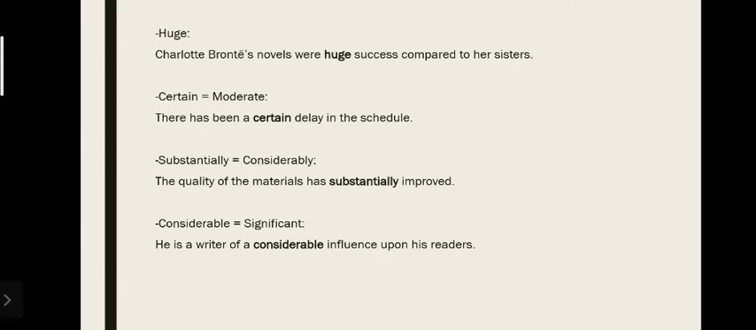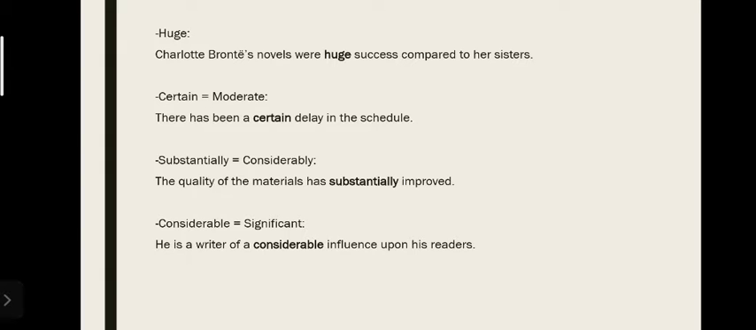Substantially here means to a great or significant extent. Considerable in importance, value, degree, amount. Substantially means to a great degree, the development that happened was large. Like in the sentence, okay, there has been a certain delay in the schedule. A specific change happened in the schedule, so here it is moderate, neither big nor small. Substantially, for example: the quality of the materials has substantially improved. The quality of the materials used improved and became better to a large degree.